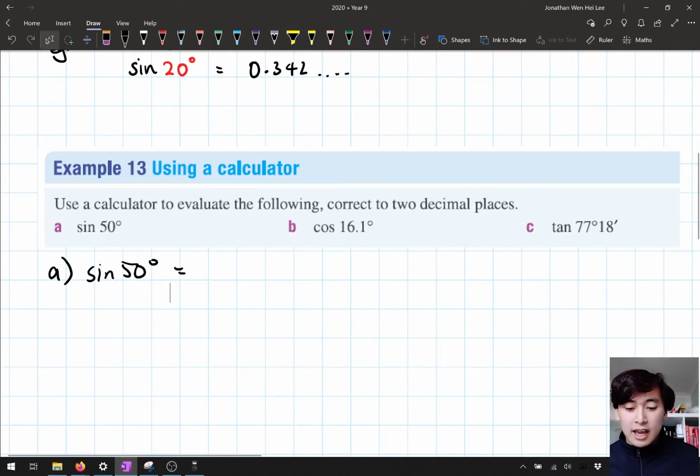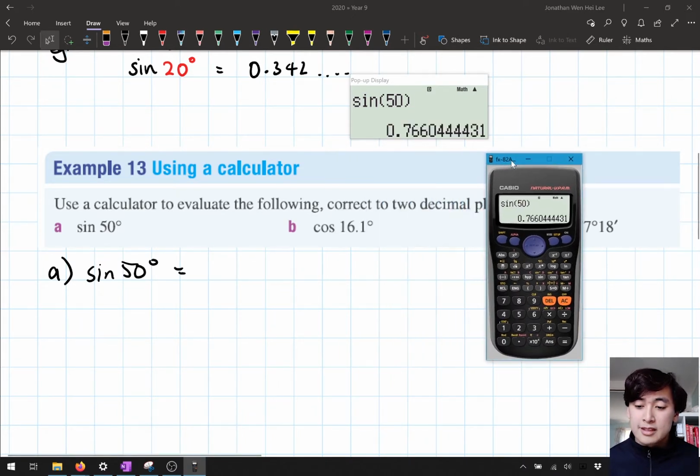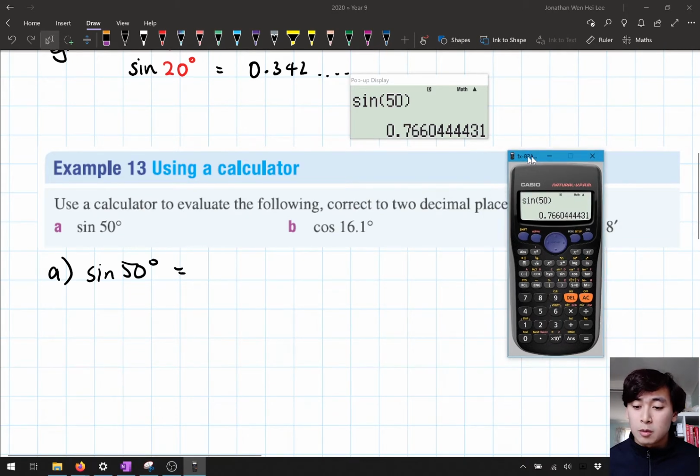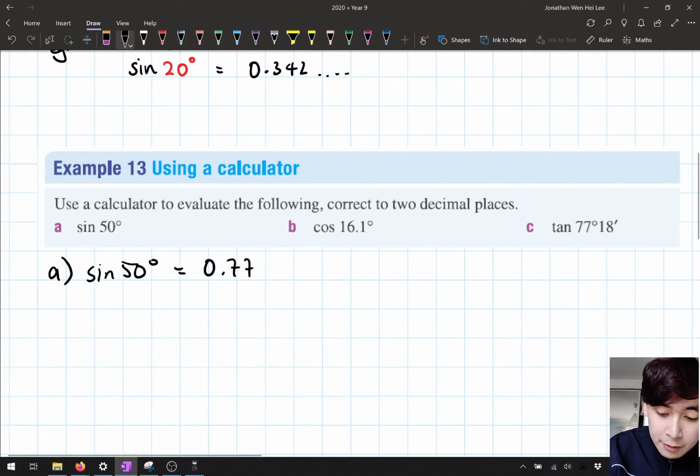So what I do, I get out my calculator, I put in sine 50, close the bracket, press equal, and here we've got this answer: 0.766. Now I want this to 2 decimal places, so I go to the second decimal place, the 6. Then I look at the next decimal place, 6. Do I round up or down? That second 6 means I round up, so I add 1 to the previous number. So here, sine 50 is just 0.77. Okay, that's that first example.